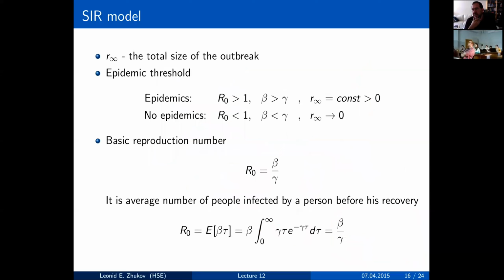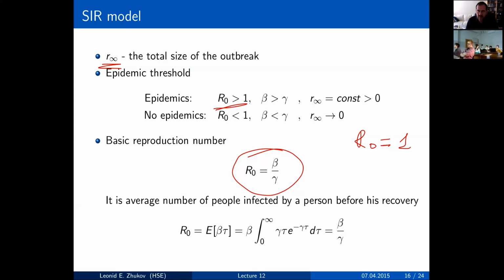Now, one important point here is the following. As we discussed, R infinity is the total size of the outbreak. It's pretty much how many people at the end recovered or got removed from the system. And this capital R naught that we introduced is called the basic reproduction number. And there is what's called the epidemic threshold, which is R0 equal to 1. This is the epidemic threshold. And when R0 is greater than 1, then we have an epidemic. And when it's not, well, we have a recovery.